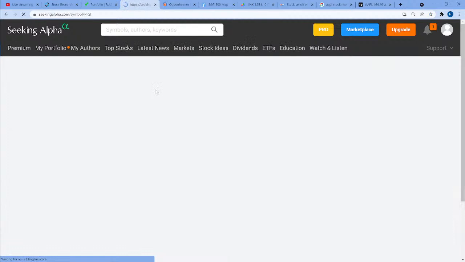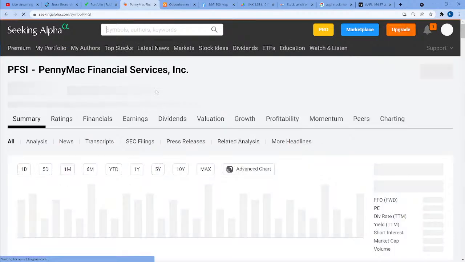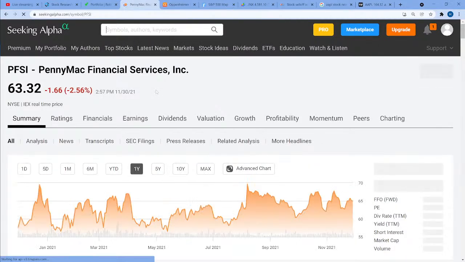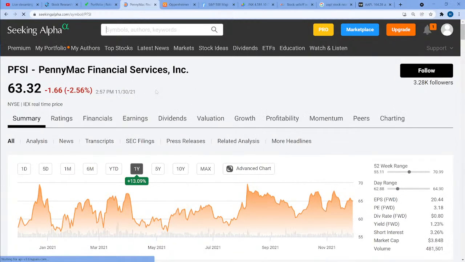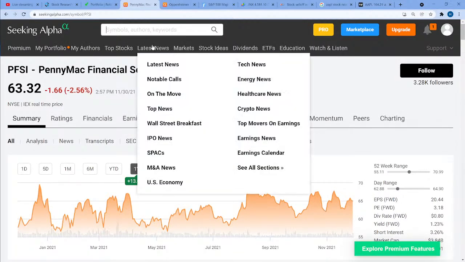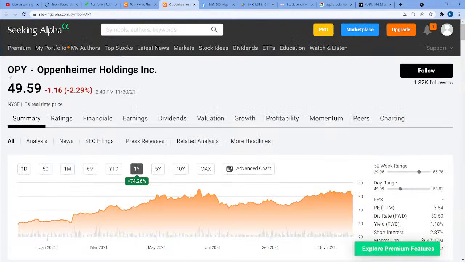OPY and PennyMac Financial Services. Just look at the PEs on these companies, and I'm not saying that just because a company has a low PE it's gonna come back, but the PE on this company is 3.18, and on ticker OPY it's 3.84. I looked into these stocks, and I was like, there's got to be a reason why these companies are so undervalued. I went in and did some digging, and honestly, I can't figure out why they're so undervalued. The price targets on these companies, the sentiment is good, their financials are solid. I looked into a bunch of things.